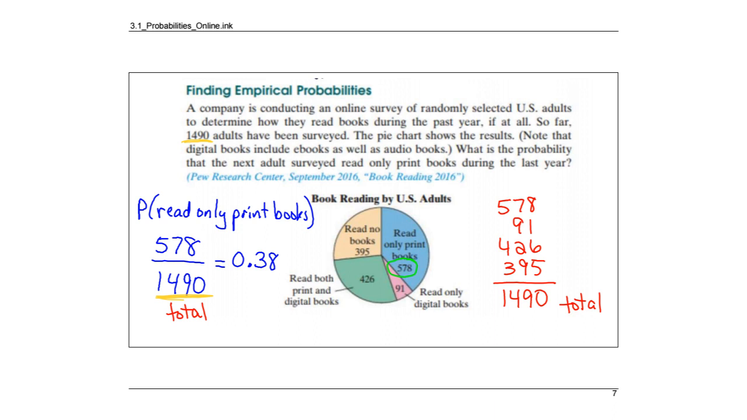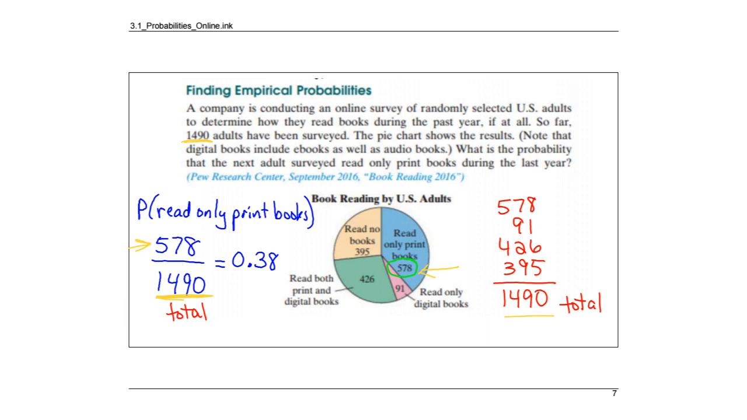Okay. What is the probability that the next adult surveyed read only print books during the last year? Okay, so only print books would be right here, 578. So that is going to be my numerator. That's going to go in the top of the fraction. I did over here add them all up. That's because sometimes the problem doesn't give you the total. If they did not give me the total, I would have to add all the pieces of the pie together to get the total, but they actually gave me the total.